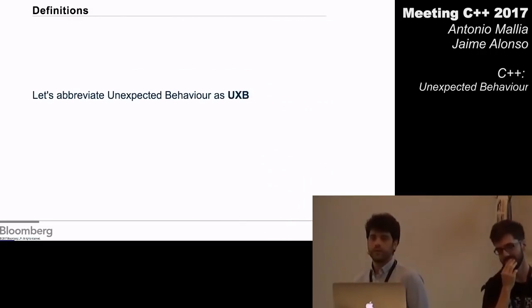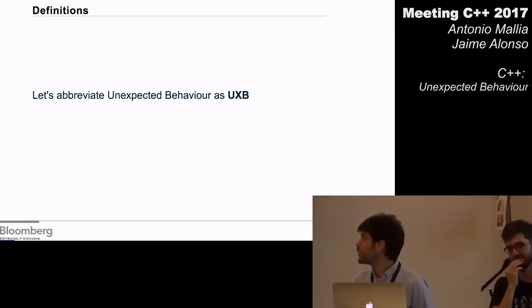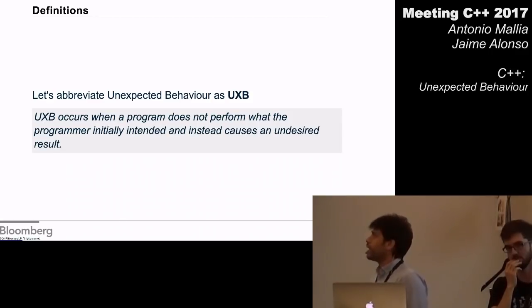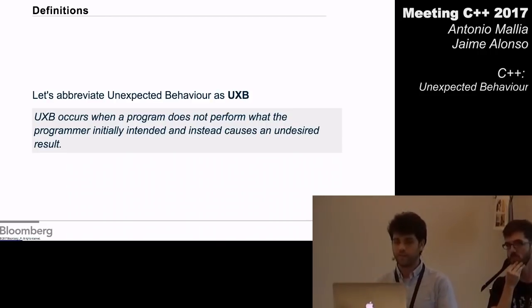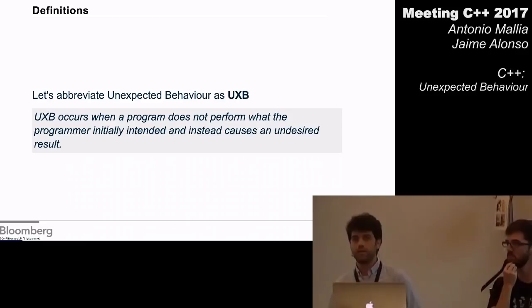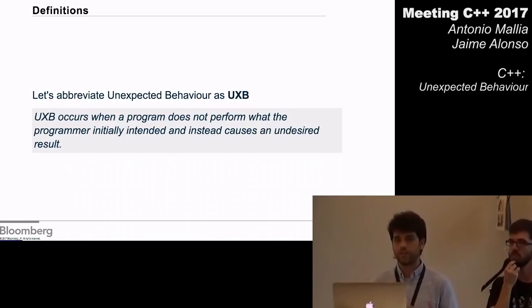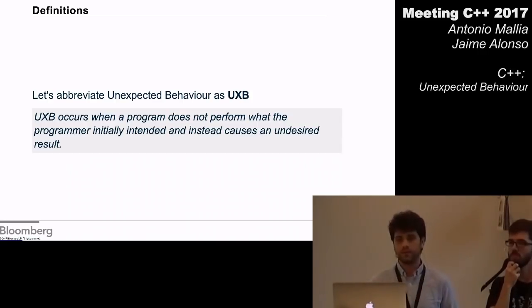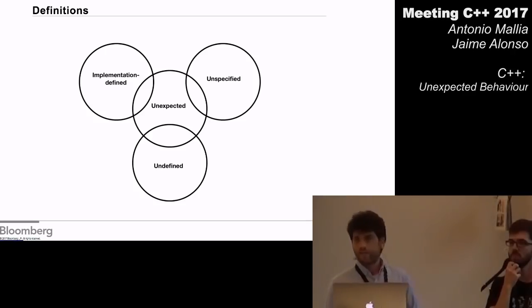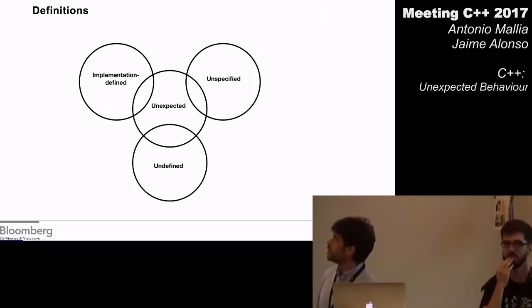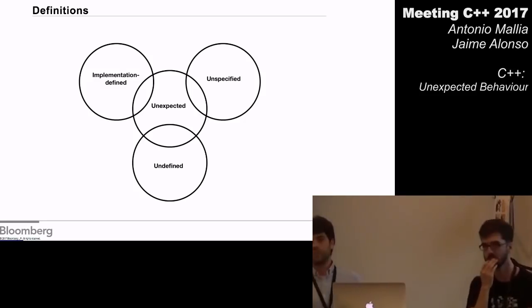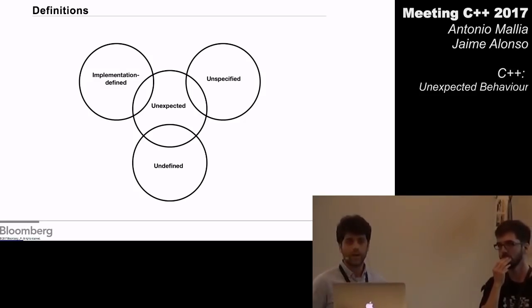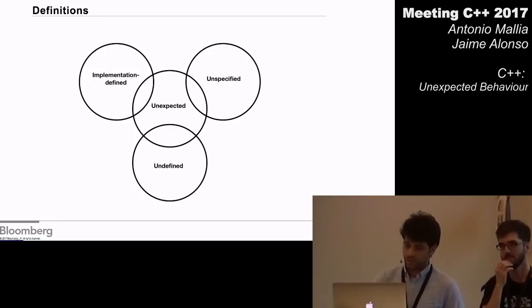So let's abbreviate unexpected behavior as UXB, just to get rid of the UB confusion. Let's define it as what happens when a program doesn't behave in the way the programmer initially intended, causing some undesired results. In a Venn diagram, we can place unexpected behavior intersecting the three sets of categories that we already defined before, as the inner set of the diagram.